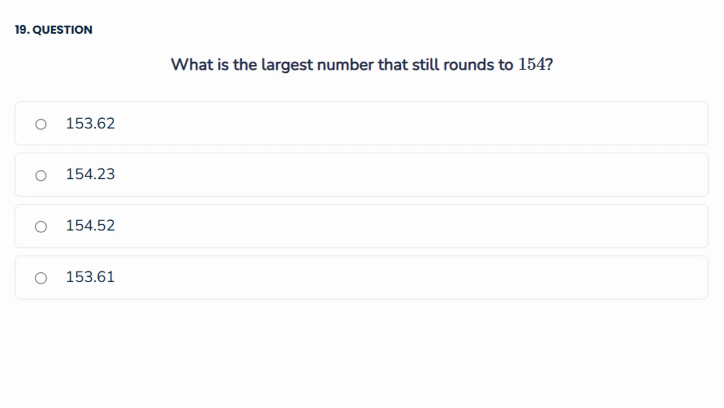In this question, we are asked, what is the largest number that still rounds to 154? So we need to round to the nearest ones place. When we do that, we look at the number to the right of the ones place, because that's what it's pretty much asking us for. If that number is 0 to 4, the number stays the same.